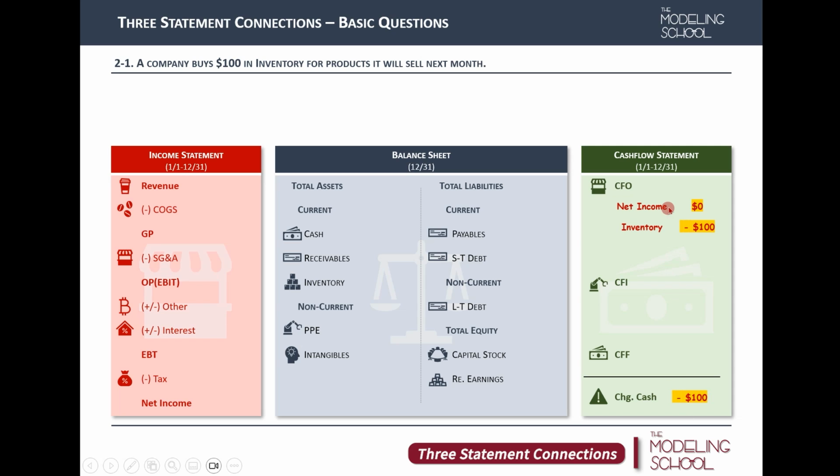And it matches because we started from $0 of net income. We made a 100 minus adjustment. And at the end, cash in the end decreased by $100. So it matches.